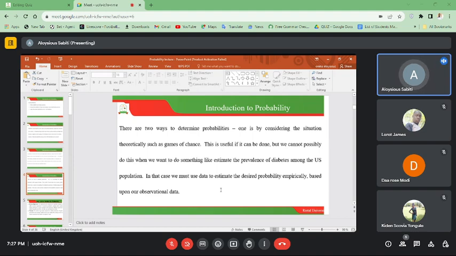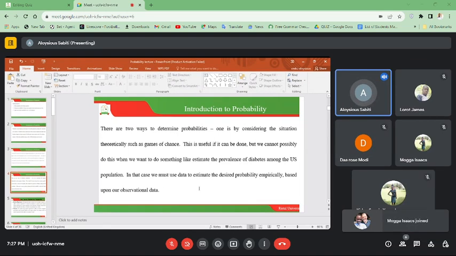But the second way to determine probability is by using data that is already available. For example, if you wanted to estimate the prevalence of diabetes in the UK, you should be able to use the population that is at risk, vis-a-vis the cases of diabetes. It means that you already have observational data that you're basing on.